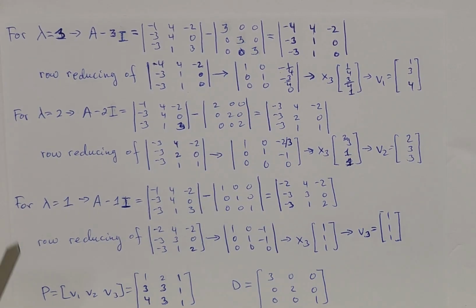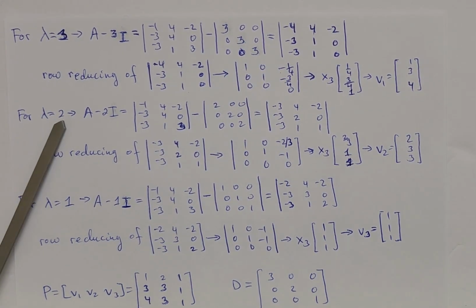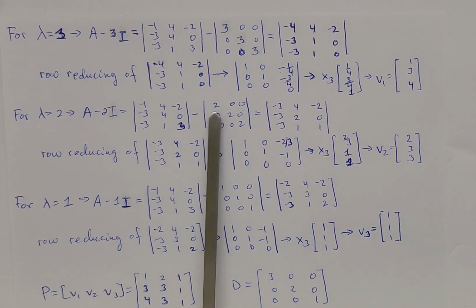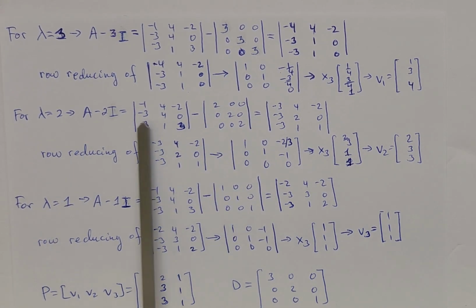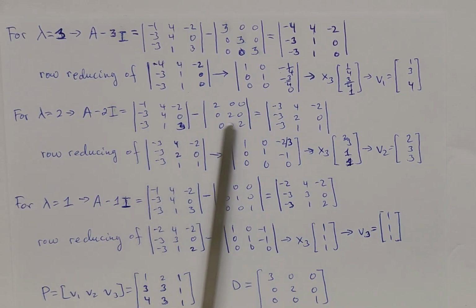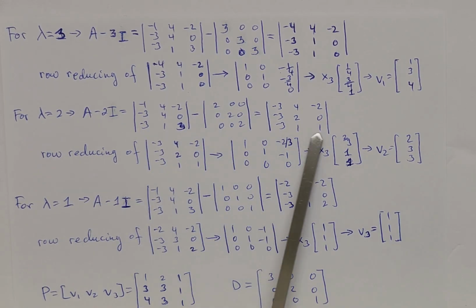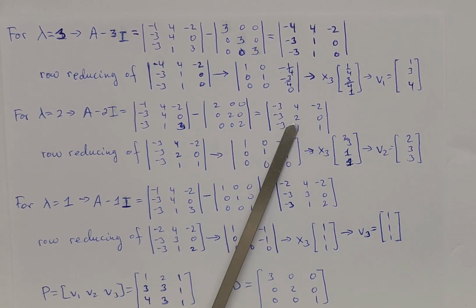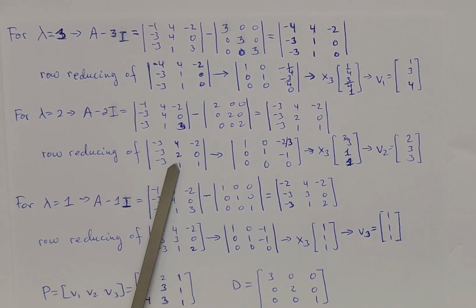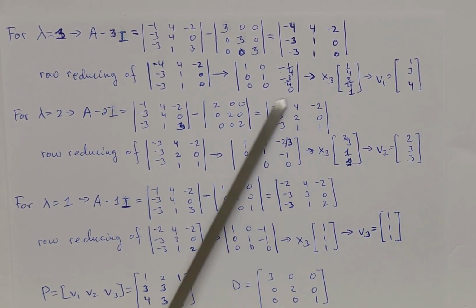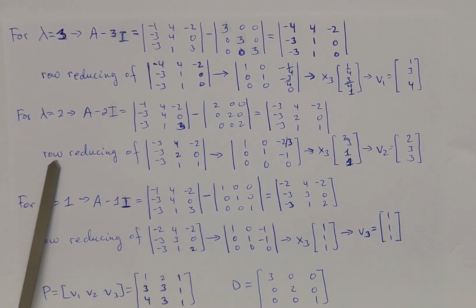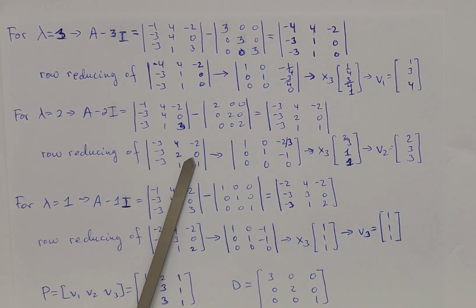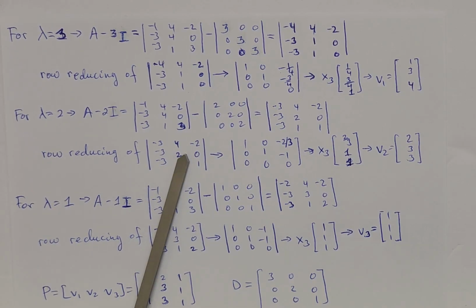Repeat that process for the next eigenvalue, which is 2. So instead of using lambda, I put 2 in. Again, only the diagonal gets the 2. Subtract across, subtract across, subtract across, and that gives me this result. Use this matrix to do row reduction. So this matrix is rewritten here. Row reduce it.